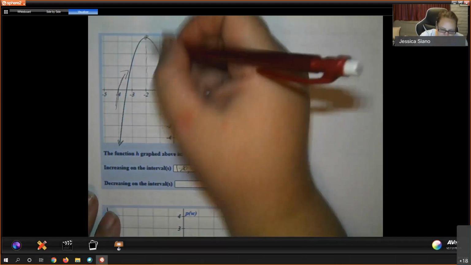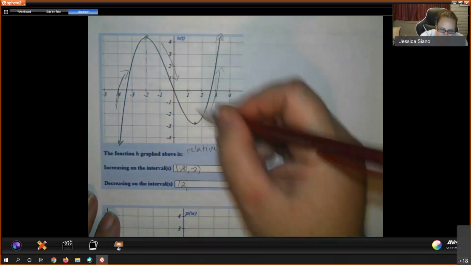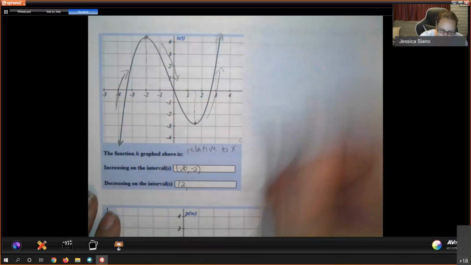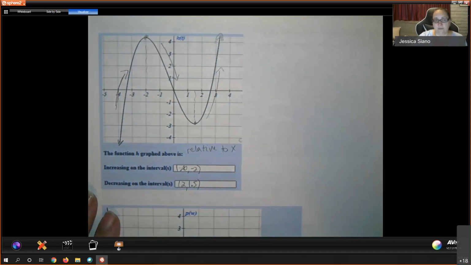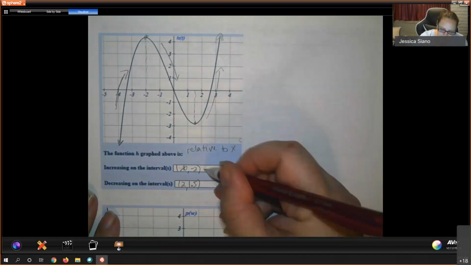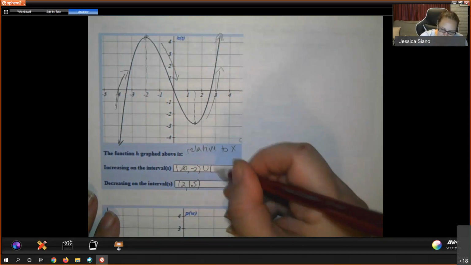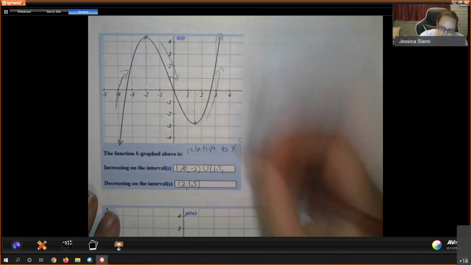And then from negative 2 to 1.5, it's decreasing. And then it starts increasing again. So we're going to put a union right here, and we're going to say from 1.5 to infinity.